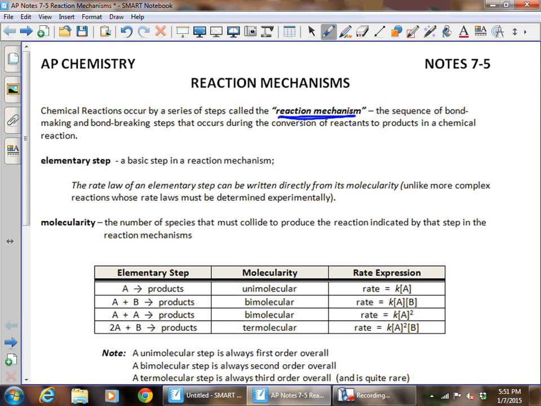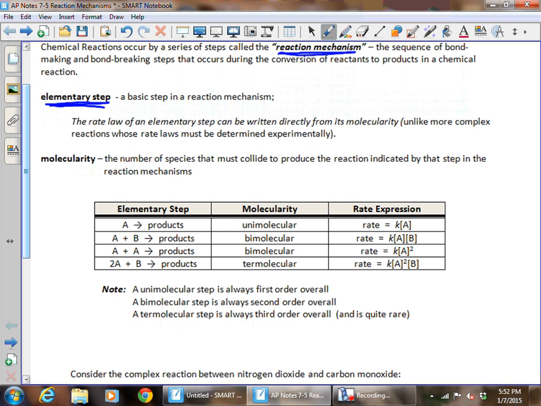So these reaction mechanisms have these steps. These steps are called elementary steps, and the elementary steps are just a basic step. We think of it in terms of collisions. It's what happens when we simply have a collision between substances, either molecules or atoms. When we have an elementary step, we can write the rate law for that elementary step directly from its molecularity. Now, what the heck is molecularity? Molecularity is simply the number of species that have to collide to get that particular step to occur.